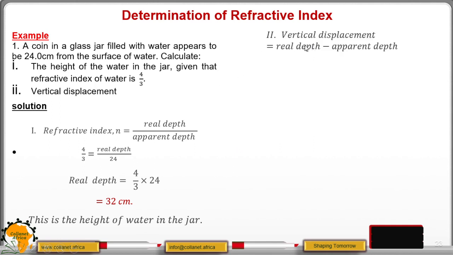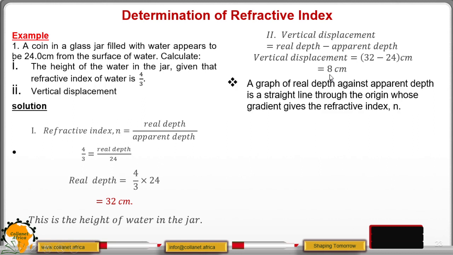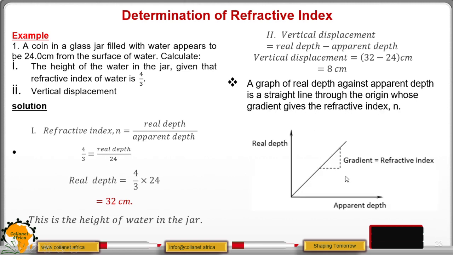To get the vertical displacement, this is given by the real depth minus the apparent depth. You just need to subtract. That is 32 minus 24, you get that the vertical displacement is 8 centimeters. When you plot a graph of real depth against apparent depth, the values give you a straight line through the origin. If you get the gradient, you find that it will be the change in real depth over the change in apparent depth, which will give you the refractive index of that material.